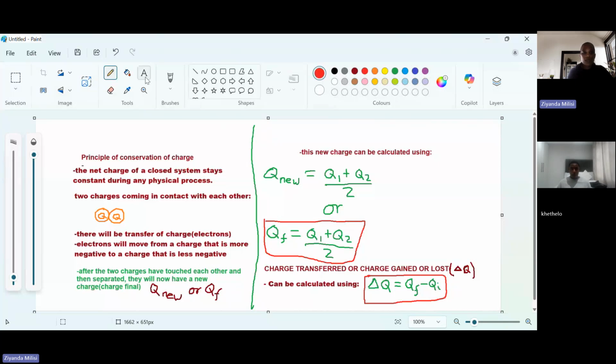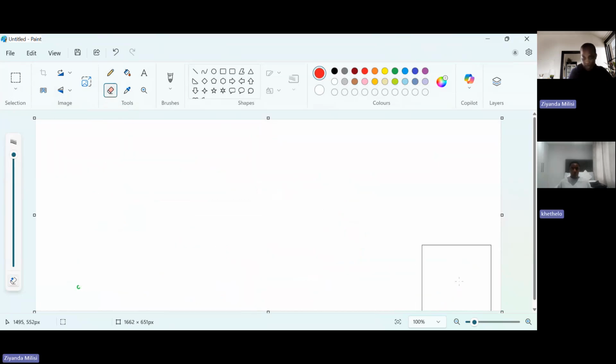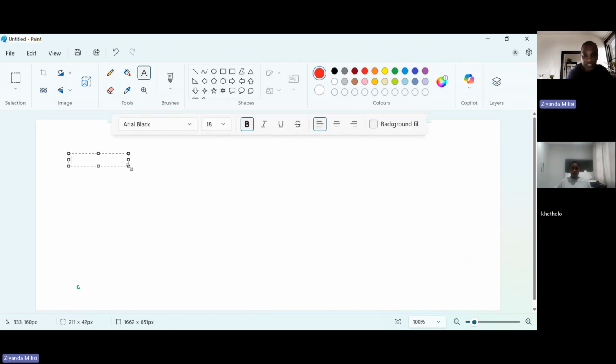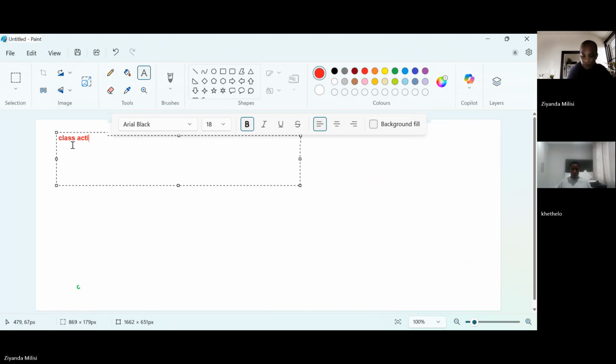Now we're going to do a quick activity where you are going to implement what we have studied. Since you are already in grade 11, I'm not going to even do examples. I'm going to give you an activity right now. So, quick class activity for you.